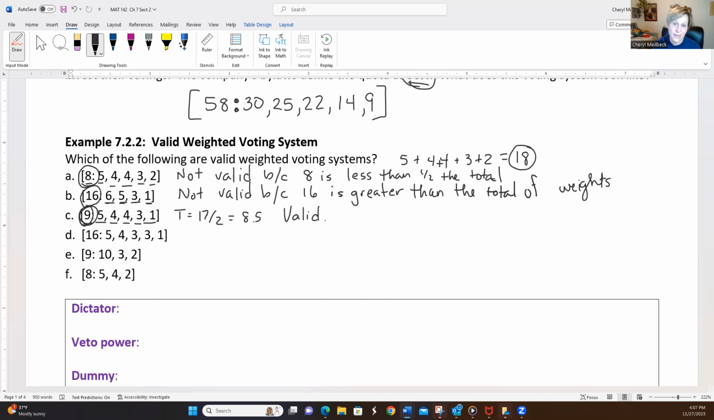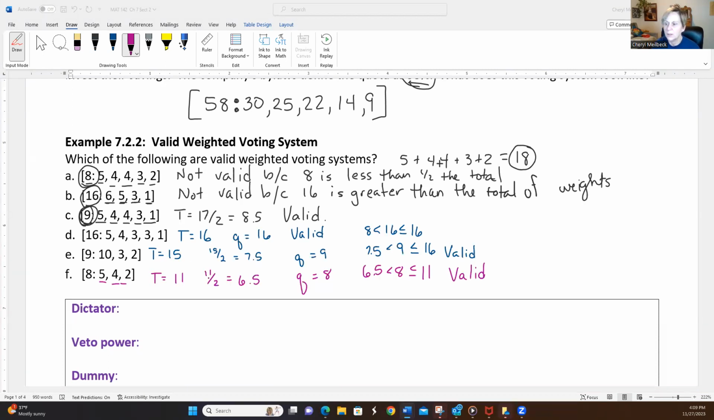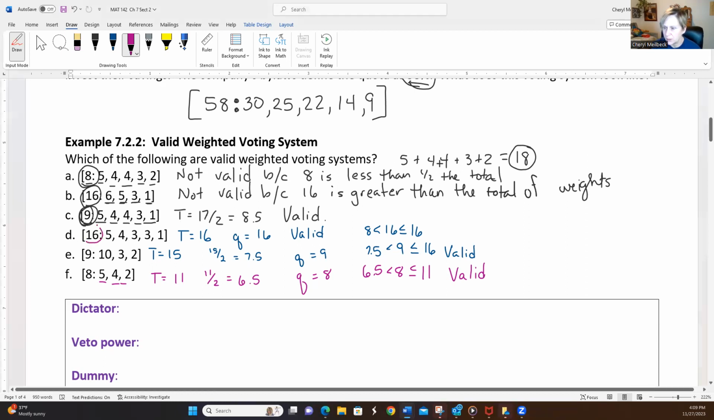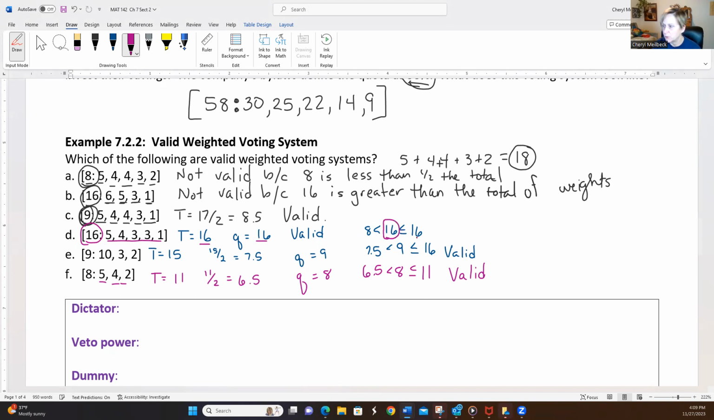I'm going to ask you to look at these last 3 and check to see if they're valid, and then we'll look at them together. On part D here, the quota is 16, and if you add up the total of the weights, we get 16. But it's okay if the quota is equal to the total. You just need everybody to vote the same way for it to pass. That's called a unanimous vote.